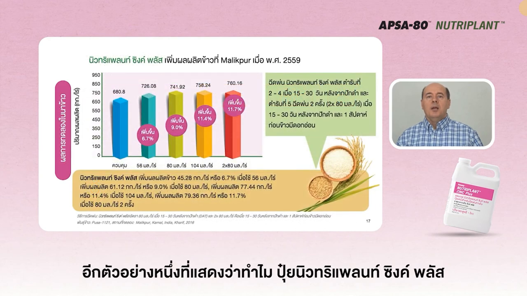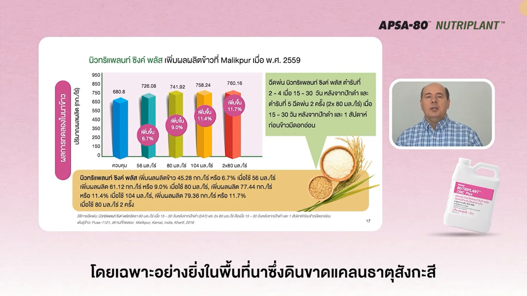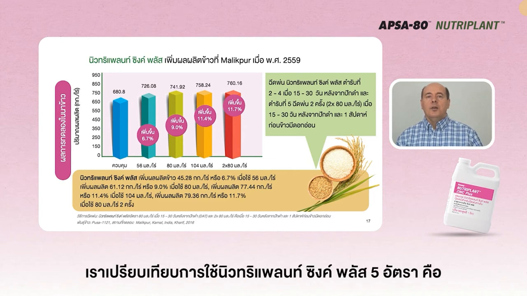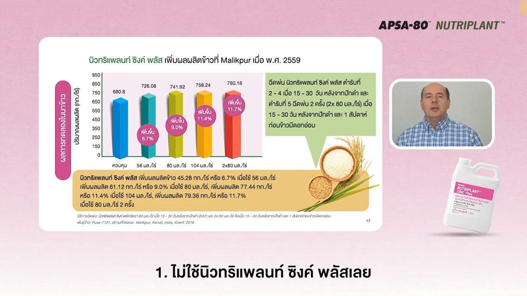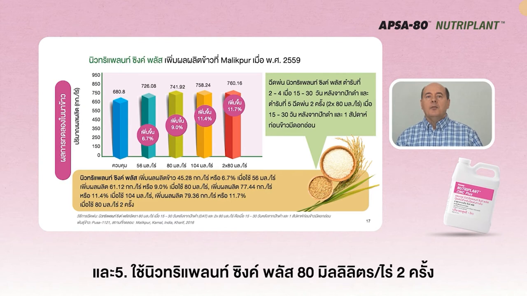Here we have some other examples of how efficient it can be in rice production, especially in the areas where the soils are commonly deficient in the zinc. In 2016, in the first location, we compared few applications of NutriPlant ZincPlus, 350 milliliters per hectare, 500 milliliters per hectare, 650 milliliters per hectare, and also 2 applications of NutriPlant ZincPlus at 500 milliliters per hectare.